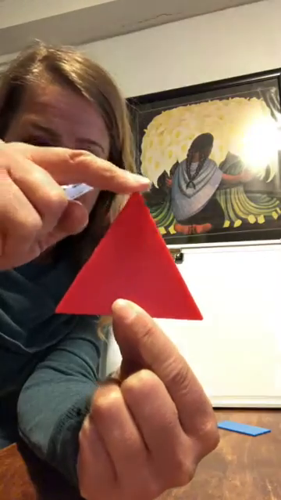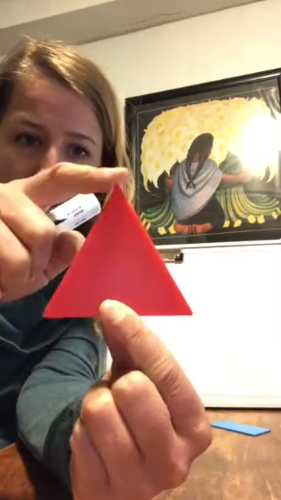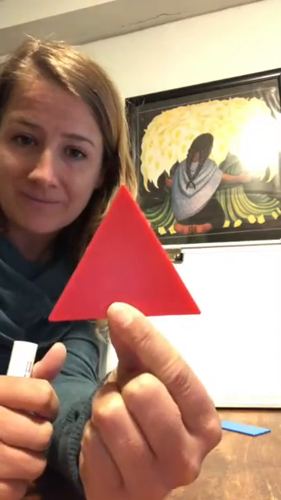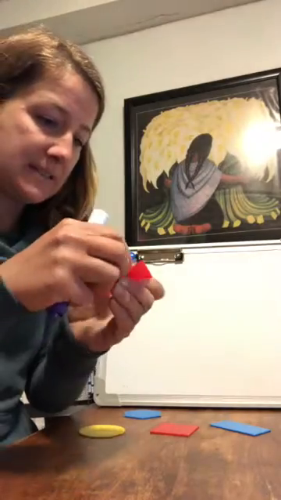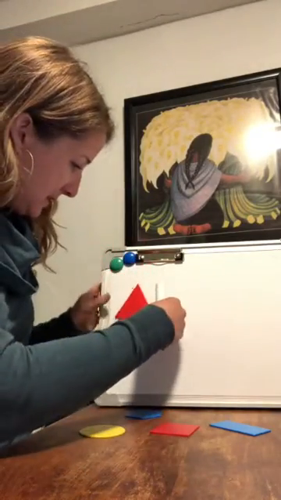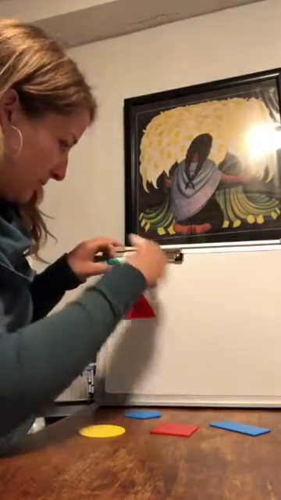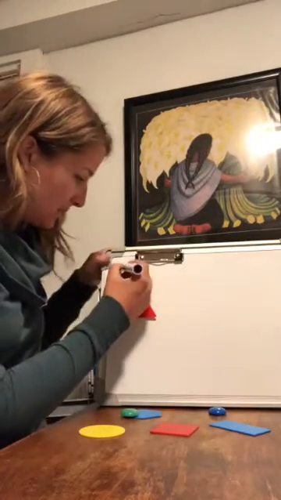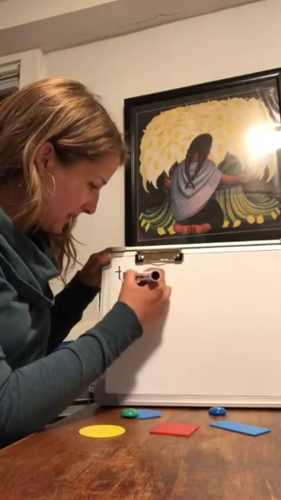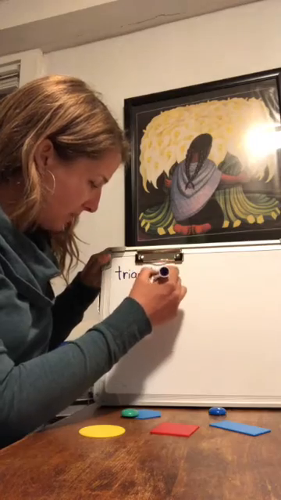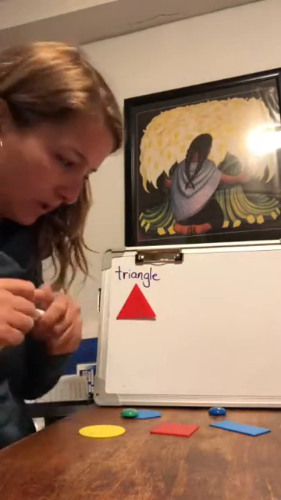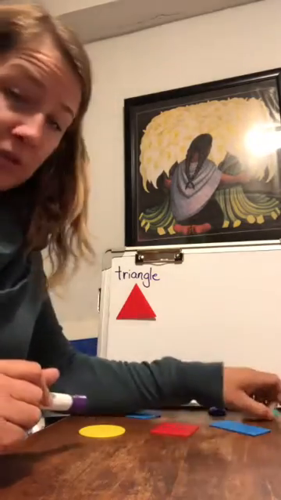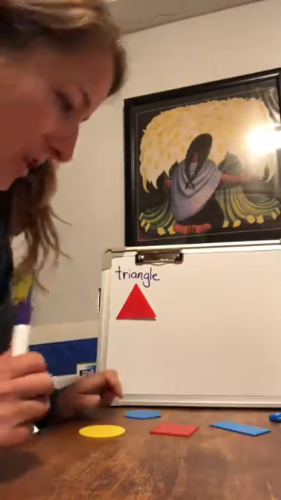And how many points does it have? 1, 2, 3 points or corners. Okay, so we know that a triangle has 3 sides and 3 points. That is very important information about triangles. Now, you might want to start thinking about what you know that is shaped like a triangle, because that's going to be your challenge a little bit later.